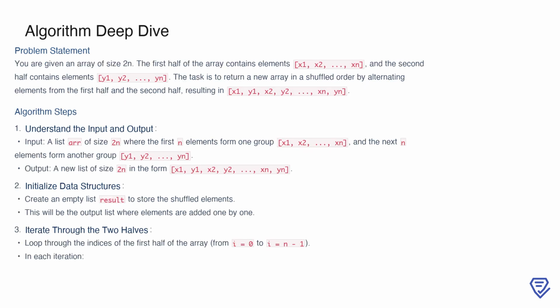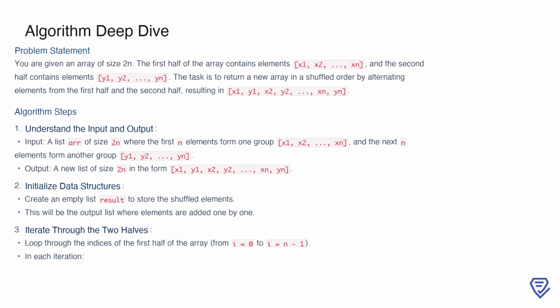In this problem, we are given an array of size 2n, where the first half contains elements labeled as x1, x2, ..., xn, and the second half contains elements labeled as y1, y2, ..., yn. The goal is to create a new array in which we alternate between elements from the first and second halves. For example, our output should look like x1, y1, x2, y2, ..., xn, yn. To achieve this, we start by understanding the input and output. The input is a list ARR of size 2n, and the output is another list of the same size, but with elements arranged in the desired order.